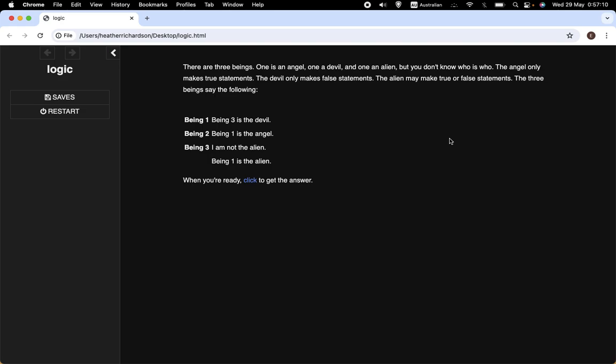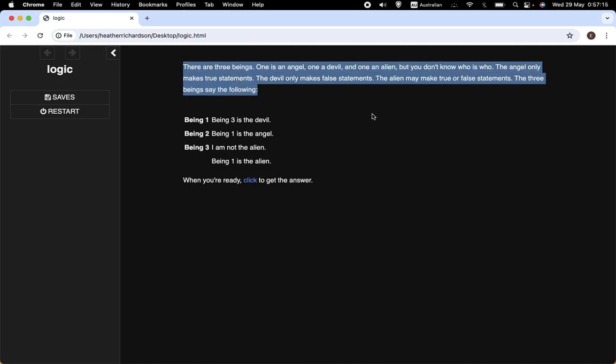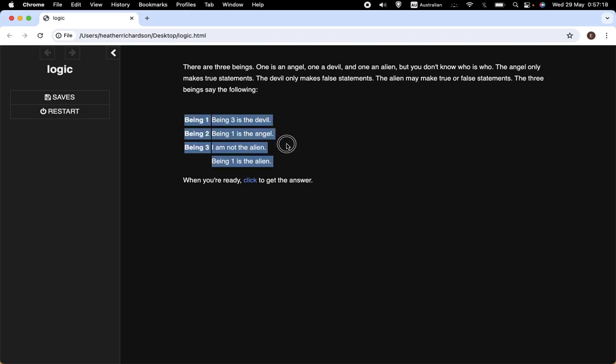So let's go through an example here. So we have the introductory text, which is always the same, and then we have the statements, and we're going to try and work it out and check the answer, and then I'll go through the additions to the code that made it possible to have sort of two different types of statement. So the first statement is being one says that being three is the devil. Being two says that being one is the angel. And being three says, "I am not the alien, and being one is the alien."